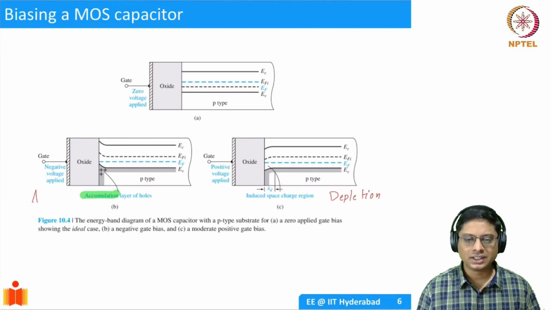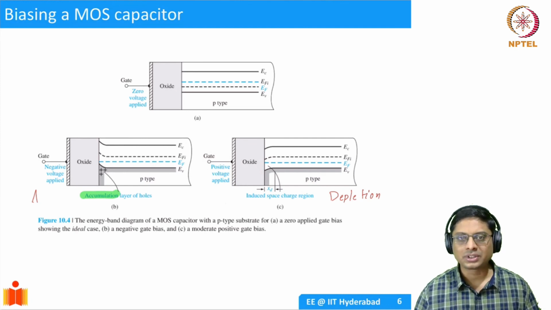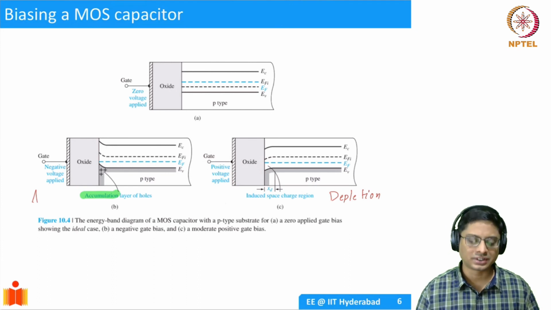In the next video, we will talk about what is known as inversion. Inversion also is another important property, and that plays a very crucial role. That's why I want to talk about it in a separate video.